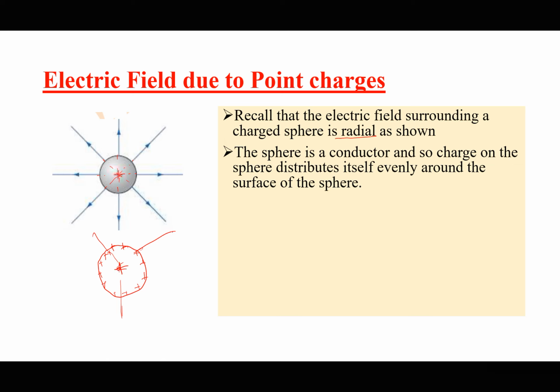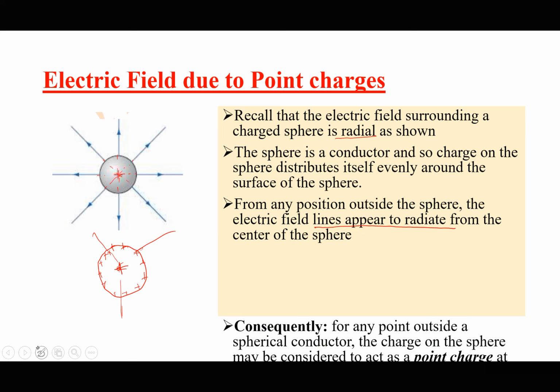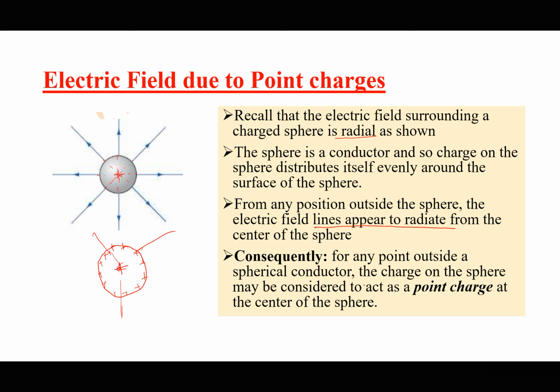So the sphere will be behaving as if it is a point charge, because for observations taken from outside the sphere, somebody gets an impression that the lines are appearing to radiate from the center. And if they are appearing to radiate from the center, we get an impression that the charge is concentrated at the center. In other words, for any point outside the spherical conductor, the charge on the sphere could be considered to act as a point charge which is placed at the center.